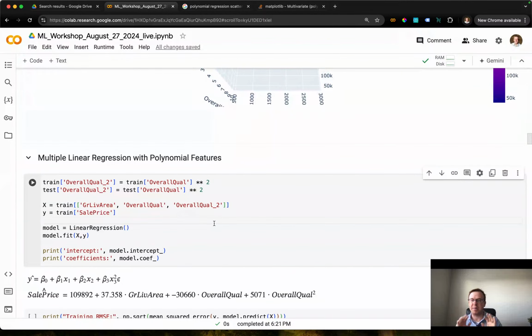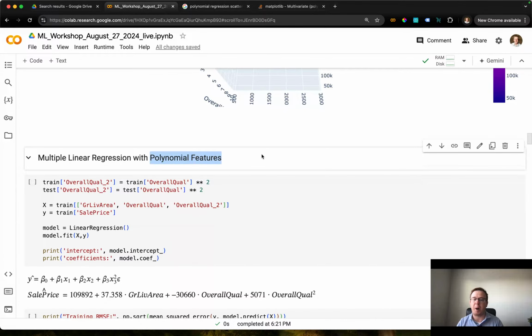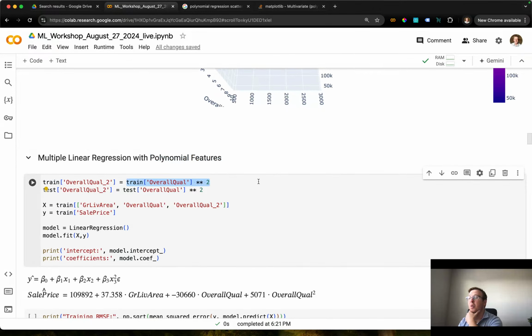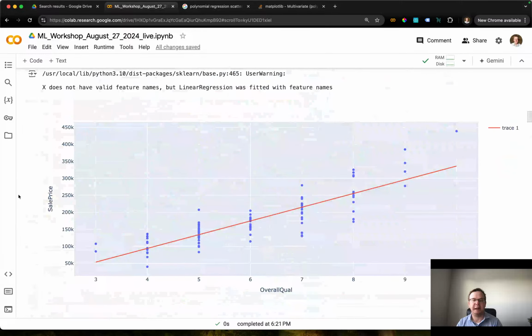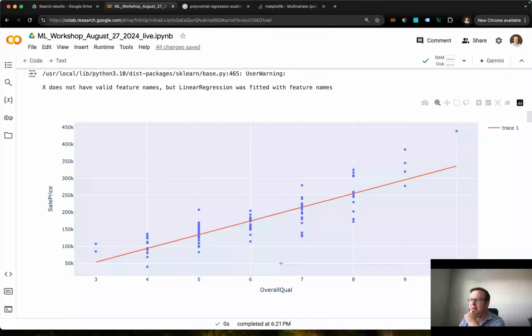With that in mind, we're going to do something we've never done before. We're going to create our very first polynomial feature. We're going to take overall quality and square it. That's going to allow a quadratic curve to be fit to this data. Can you see that a curve might fit this slightly better than this line would?